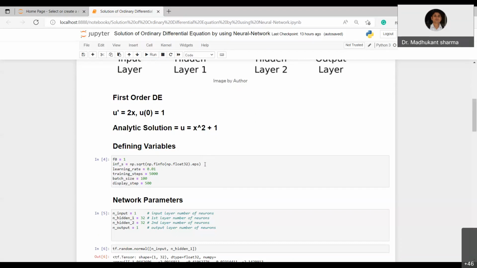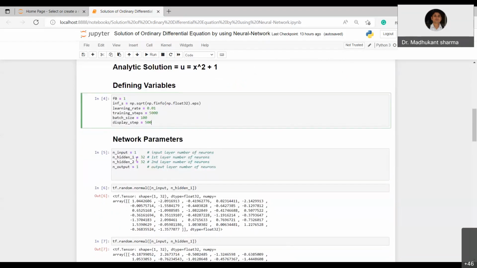It will be helpful in finding the derivative of our neural network. So I will explain later on about infimum. Then I have defined a learning rate equal to 0.01, training step equal to 5,000, batch size here is 100, and display step is 500.